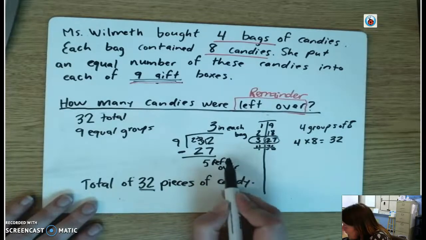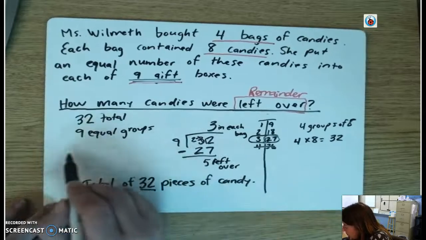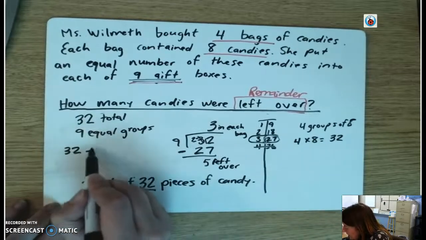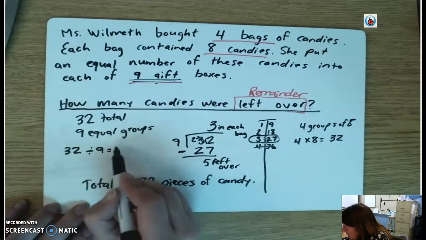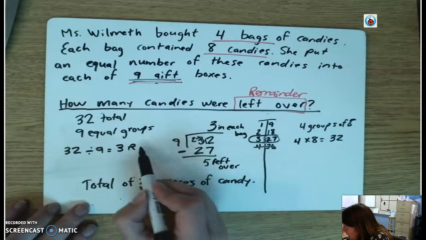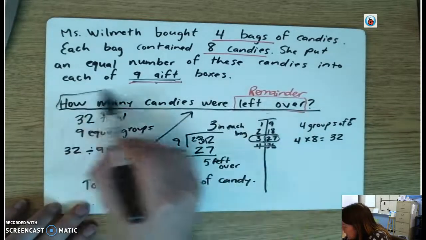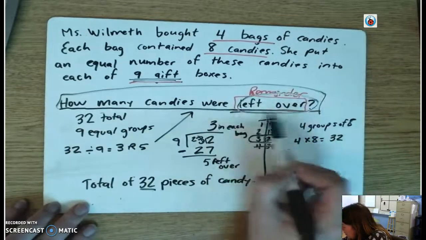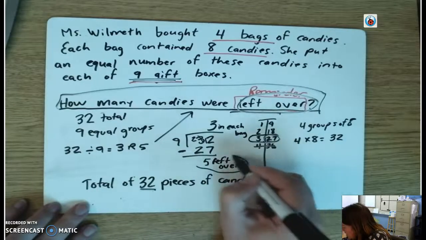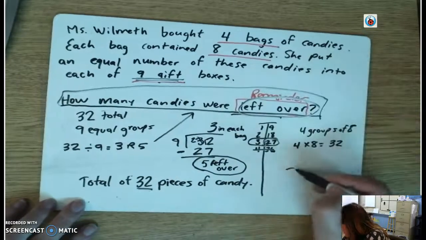So the answer to the division problem, right? So like 32 divided by 9 equals 3, remainder 5. But the one that matches the story, how many candies were left over, is there right here. There were 5 pieces left over.